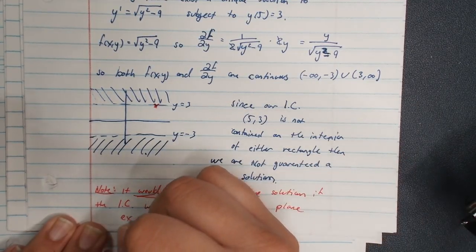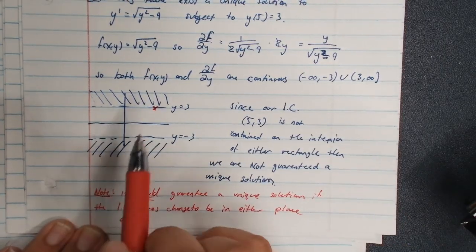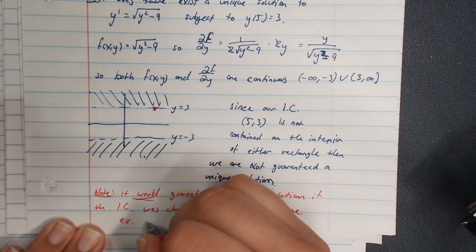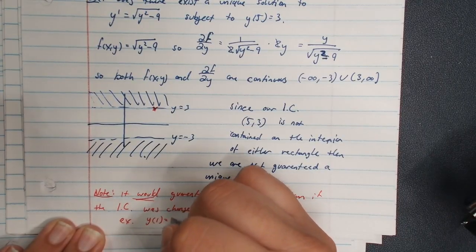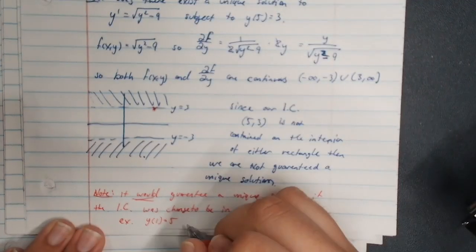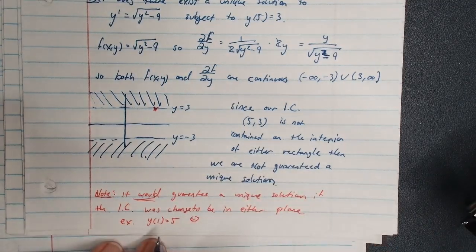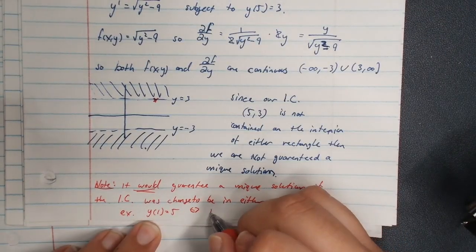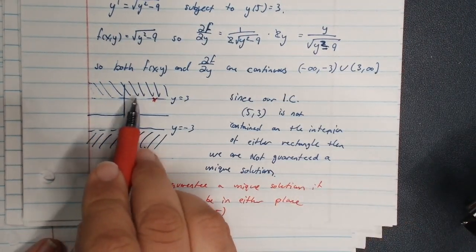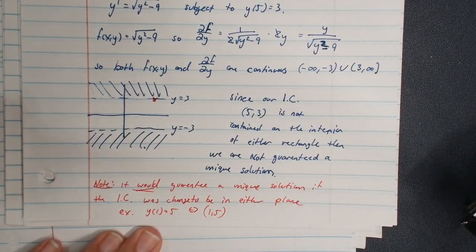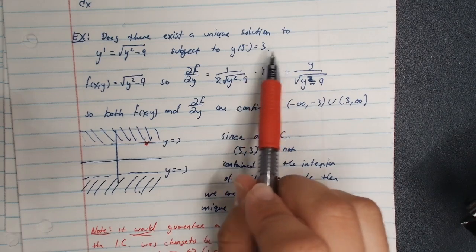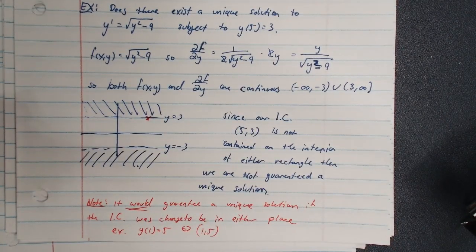So for example, I don't know, 1 comma 5. So y at 1 equals 5. There we go. That would correspond to the point 1 comma 5. And 1 comma 5 is definitely inside of this rectangle. So if this initial condition were used instead of this one, then yes, the theorem would guarantee we had a unique solution.